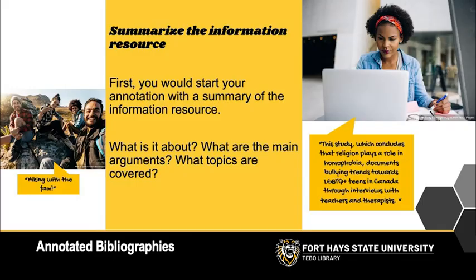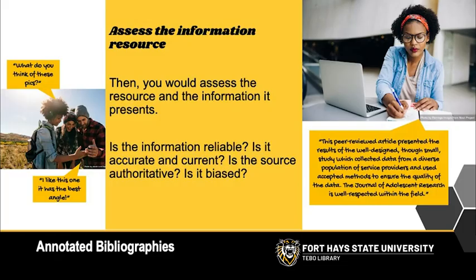First, you would start your annotation with a summary of the information resource. What is it about? What are the main arguments? What topics are covered? Then, you would assess the resource and the information it presents. Is the information reliable? Is it accurate and current? Is the source authoritative? Is it biased?